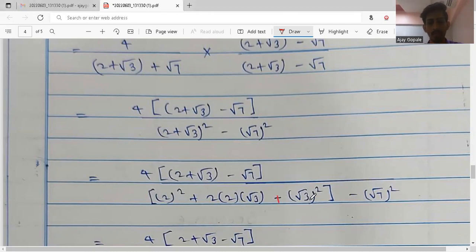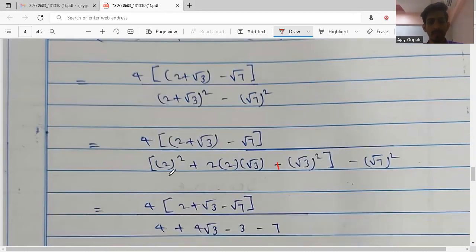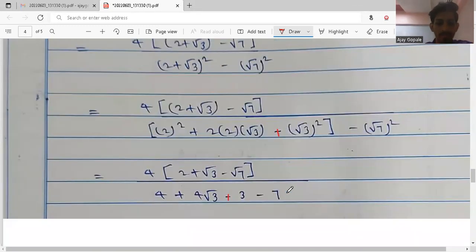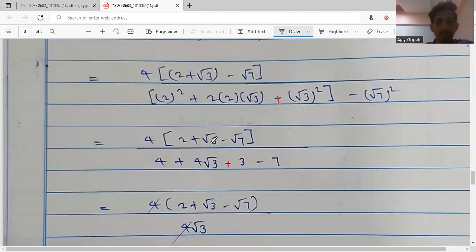√3 का स्क्वायर, okay, minus √7. So in next step, if you solve, we get the answer as 2 का स्क्वायर 4 plus 2 into 2 into √3, that is 4 √3. In next step, plus 3 as it is, √3 का स्क्वायर, plus 3 minus √7 का स्क्वायर, root and square gets cancelled, answer is -7. So in next step, numerator 4 into 2 + √3 minus √7 as it is. Denominator we are having 4 + 3, that is 7, and 7 minus 7, that gives you 0.